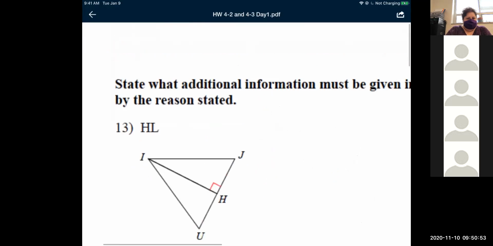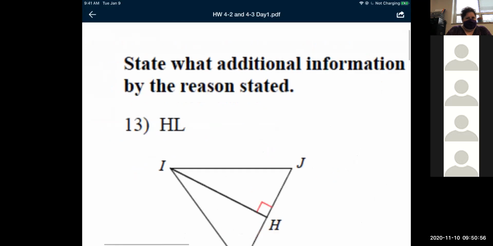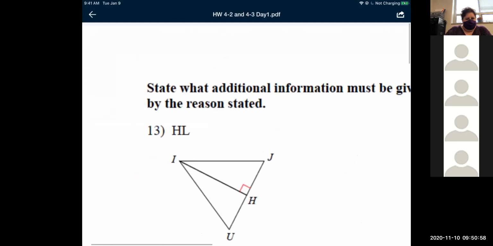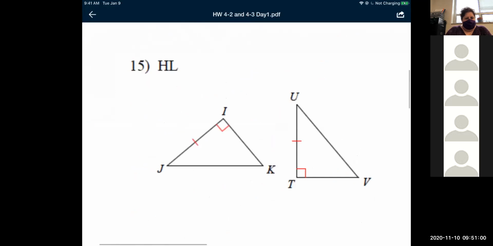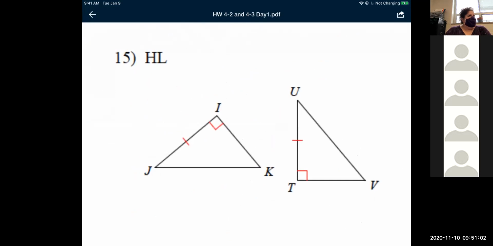See where it says state what additional information. State the additional information. Do not just mark it on the picture. Actually write segment JK needs to be congruent to segment UV. Now you can mark it on the picture if you want, but you need to state the information. Okay, and if you were to mark that, that would have 2 marks on it, right? Because you already have a pair that's congruent that way.